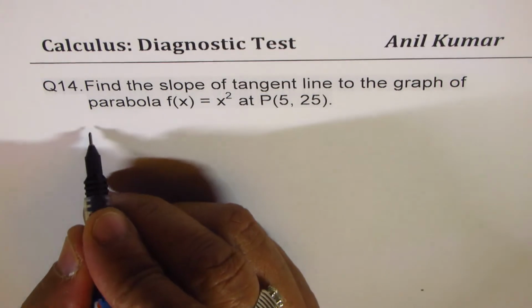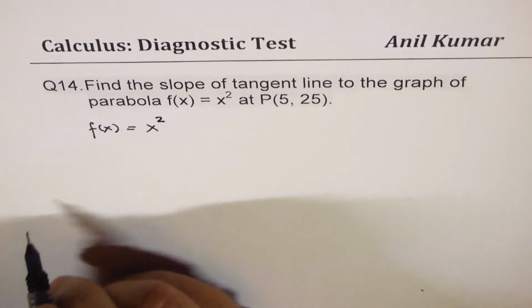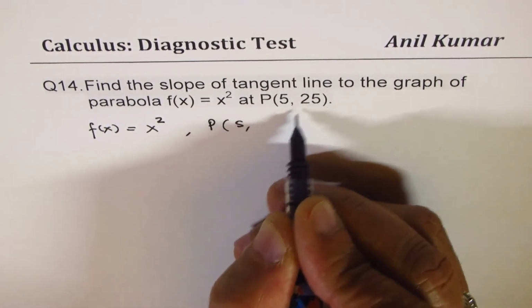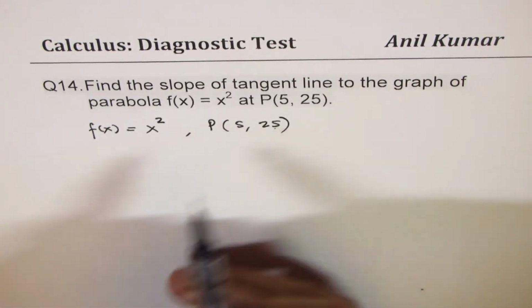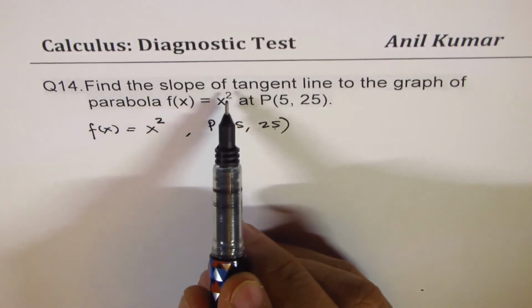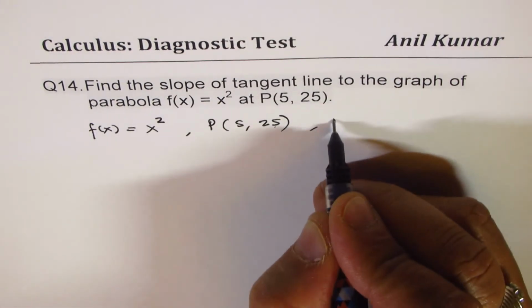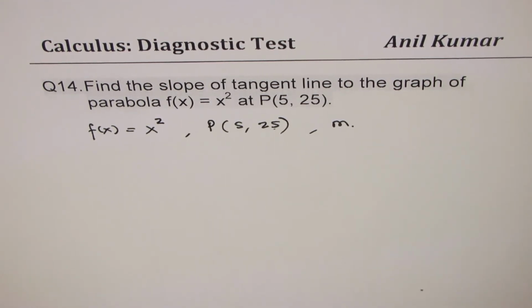So we are given the function f of x equal to x squared. We are given a point P, which is 5, and 5 squared, which is 25, correct? 5 squared is 25. We need to find the slope of the tangent line to this graph at this point. So we need to find slope. Now, finding slope with just one point, how is it possible, correct?